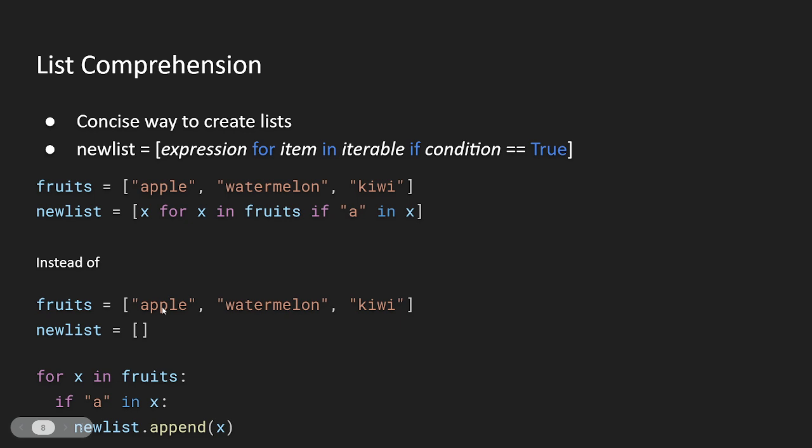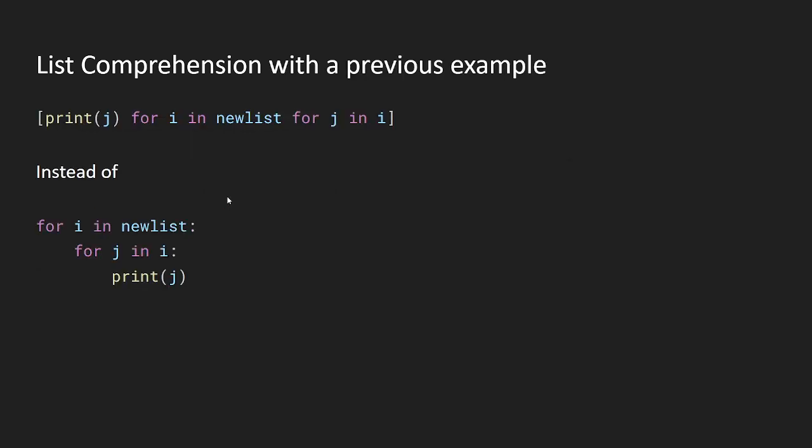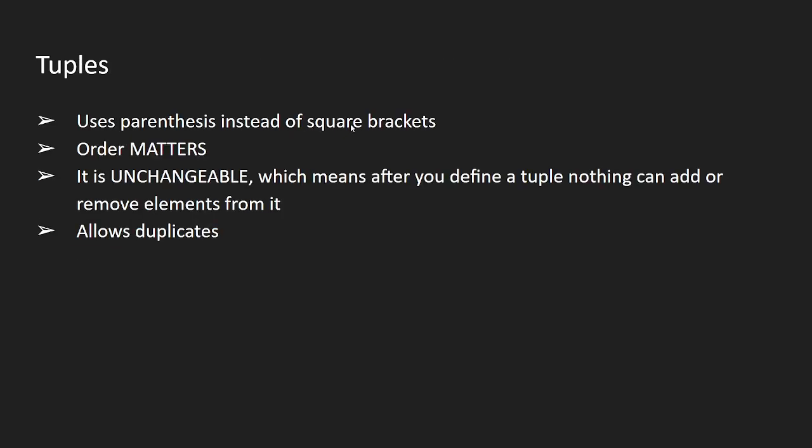And how you would normally do this is just make an empty new list, use the apple, watermelon, and kiwi, and put for x in fruits. If a is in x, then new list append. So this is the normal way to do it. This is the more fancy way to do the same thing. Alright, list comprehension with the previous example. This is how you iterate 2D arrays using list comprehension. For i in new list, for j in i, print j. Instead of that, we're going to do print j for i in new list for j in i.